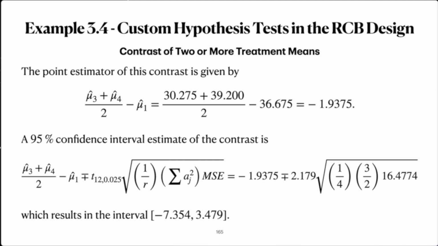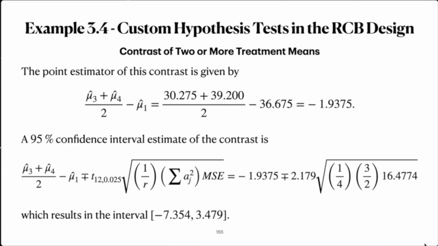Along with this hypothesis test, if we did want information on the magnitude of the difference between the average of mu3 and mu4 and mu sub 1, we could compute a point estimator and also a confidence interval estimator. The point estimator of this contrast would be negative 1.9375, and the 95% confidence interval estimate for the contrast would range from negative 7.354 up to 3.479.